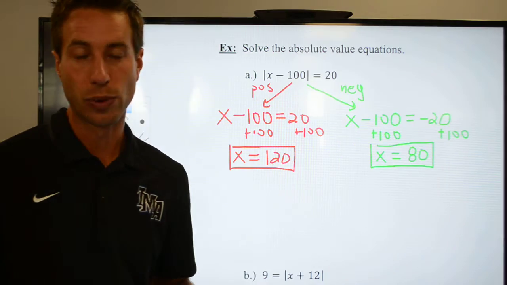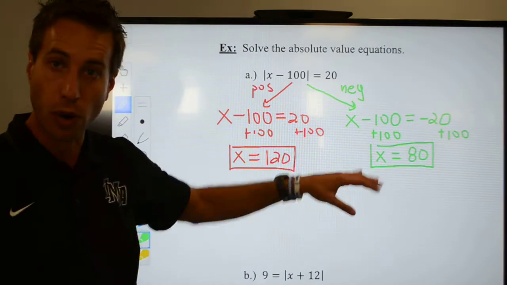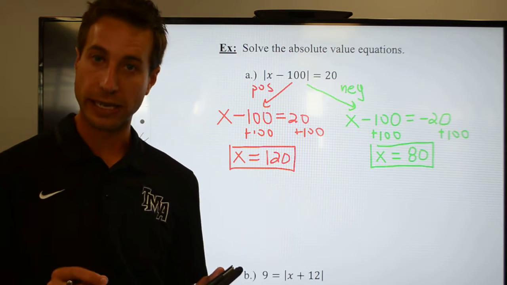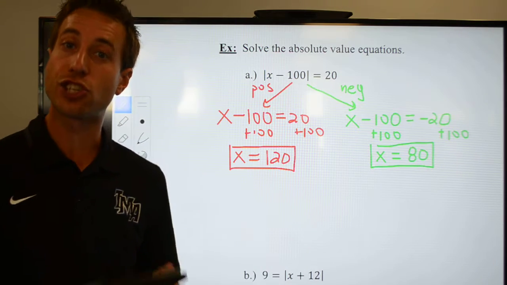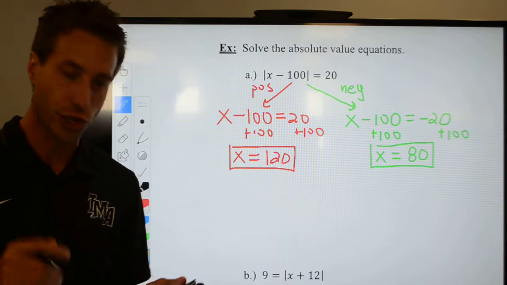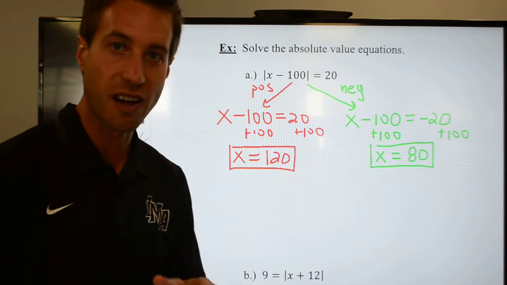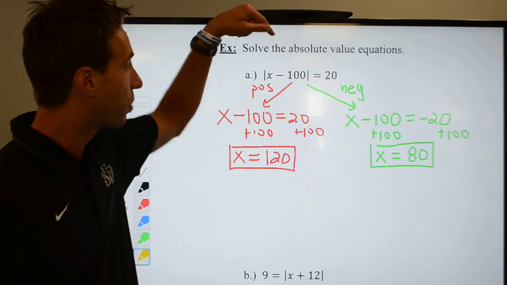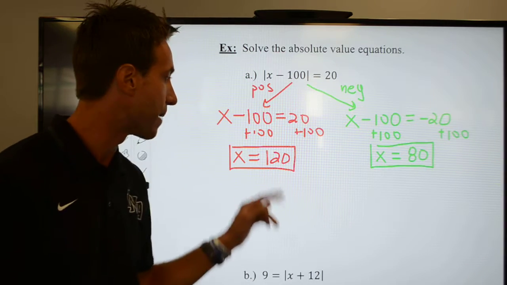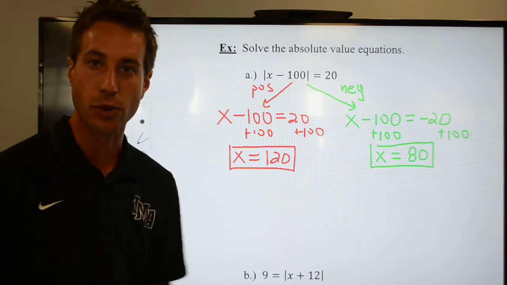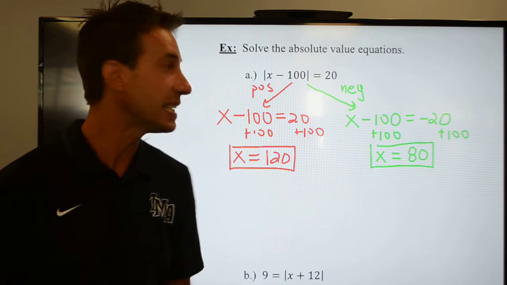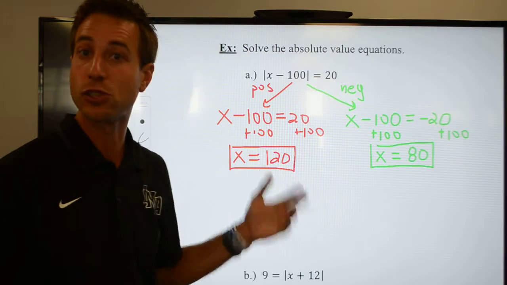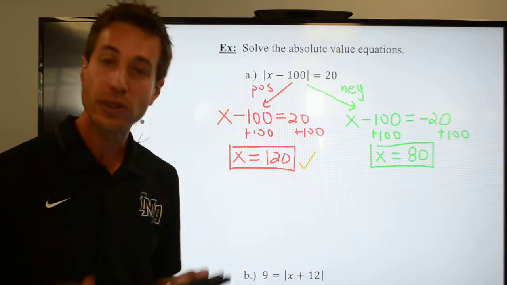Now you need to be careful with these problems. This is a simple one, so both solutions do work, but they won't always work. So we are going to need to check our answers just to make sure. Let's do a little bit of mental math because we love mental math. We're going to take 120 and plug it into the original problem and see what we get. 120 minus 100 is 20. Take the absolute value of 20, you get 20, and yes, 20 is equal to 20. So that one checks out.